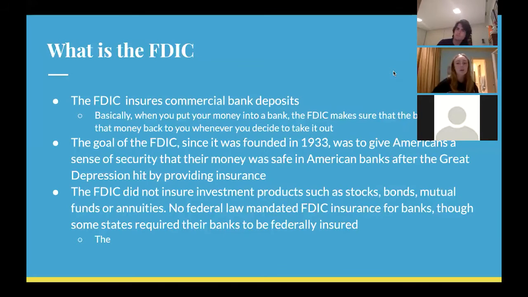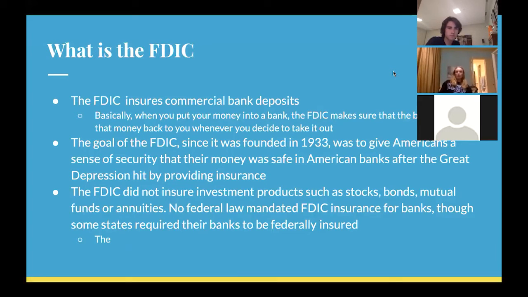And the goal of it was to increase confidence in banks by the American people, because after the Great Depression hit, everybody kind of lost confidence and didn't really want to put their money back in banks because it was lost, and there was a huge doubt among the citizens of the US. But ever since the FDIC was put in place, people have been able to put their money in banks with a lot greater confidence than previously.